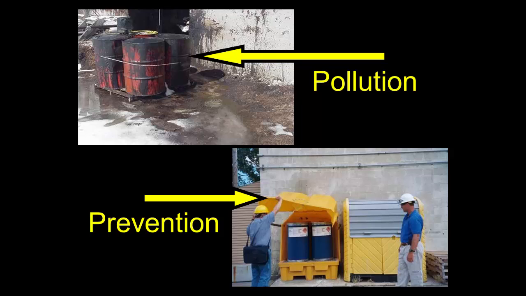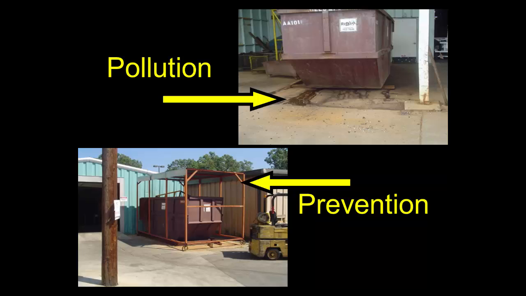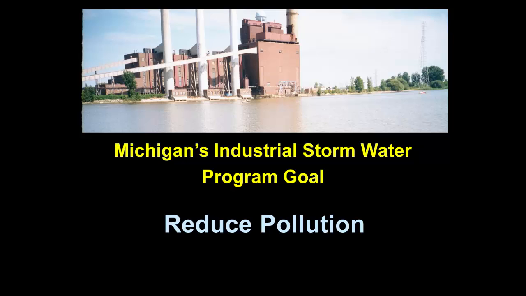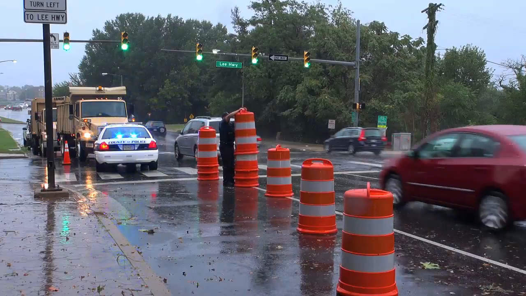The best way to combat this is through pollution prevention. It is better for the environment and more cost-effective to prevent the contamination of stormwater at the source. This concept has led to the development of the current stormwater regulations. The goal of the stormwater program is to reduce the pollution entering Michigan's waters by implementing controls designed to prevent the contamination of stormwater runoff.